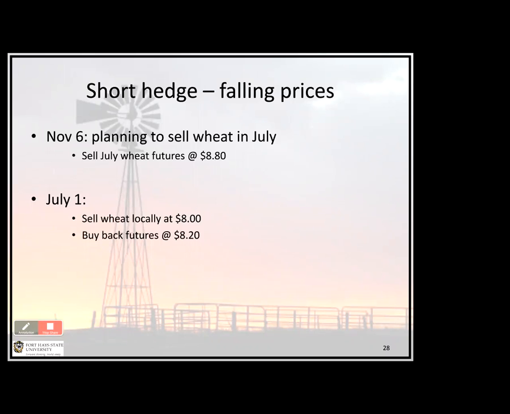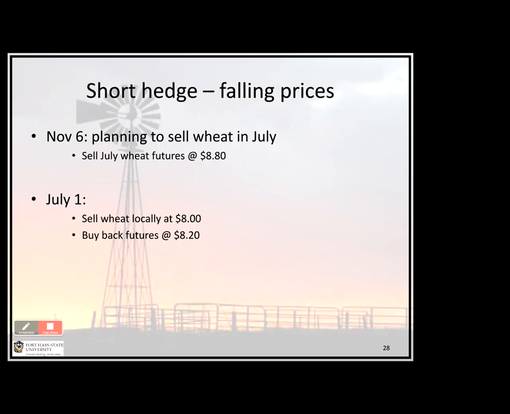How'd I do on the futures side? Made 60 cents. How'd I make 60 cents? Right. We sold high at 880 and bought back for 820. If you sell something for 880 and then turn around and buy it back for 820, you just made 60 cents. So I got $8 from the co-op cash, and then this futures transaction made me 60 cents. So when I put those two together, my net price is 860.